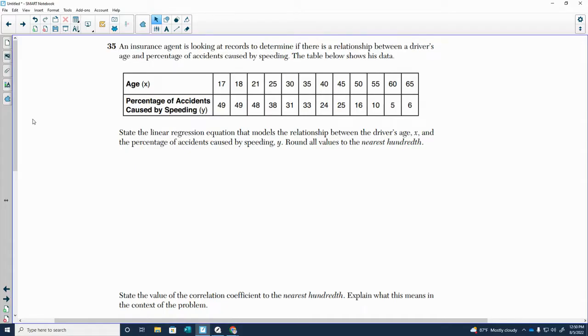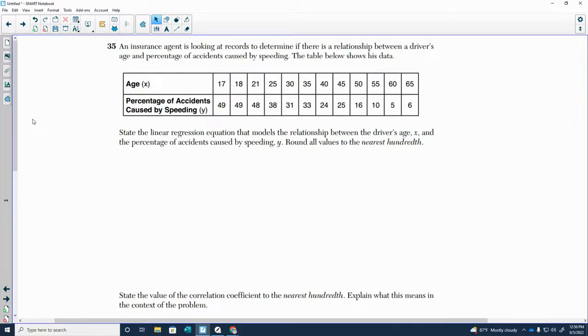Hi, this is Mr. Frank, and today's lesson is going to be about finding linear regressions as well as correlation coefficients using the DESMOS graphing calculator. I'm going to use question number 35 from the June 2022 Regents exam.